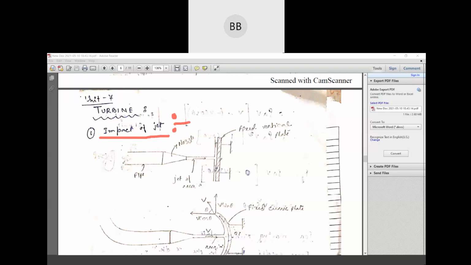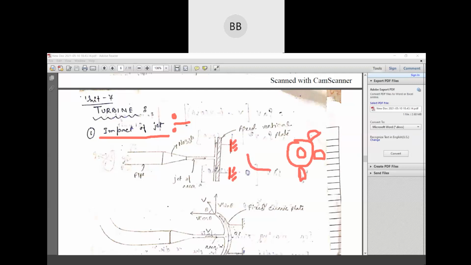We have a fixed plate. This is a fixed vertical plate. This symbol is nothing but the vane is vertical and fixed. It's not moving. Before that, do you know where that impact of jet is required? In the turbine we have some vane, okay? We have some plate, or you can say vane, okay?